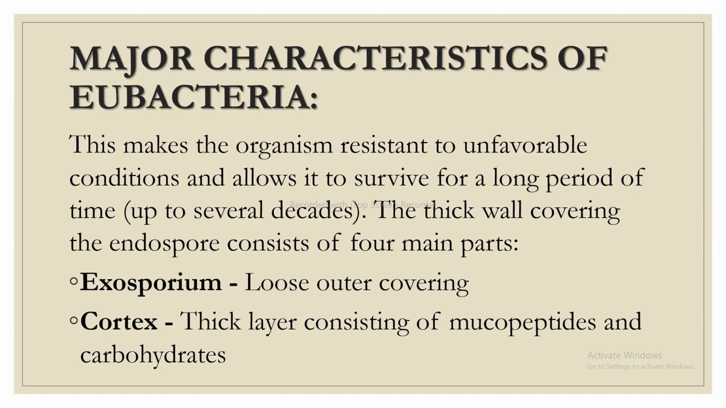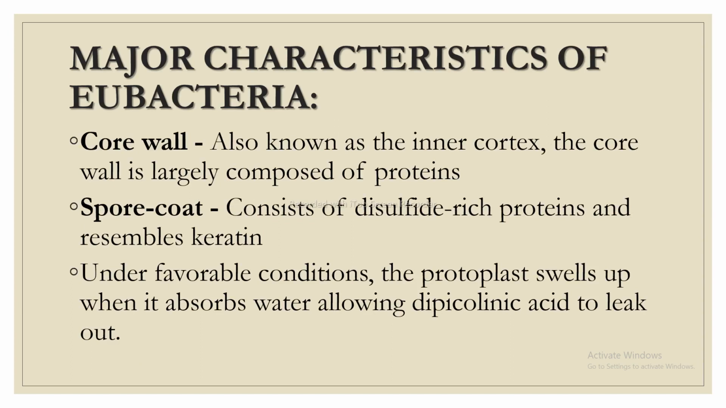The first part is the exosporium, that is the loose outer covering. Next is the cortex. The cortex is the thick layer consisting of mucopeptides and carbohydrates. Next is the core wall, also known as the inner cortex, and the core wall is largely composed of proteins. Next is the spore coat, which consists of disulfide-rich proteins and resembles keratin.